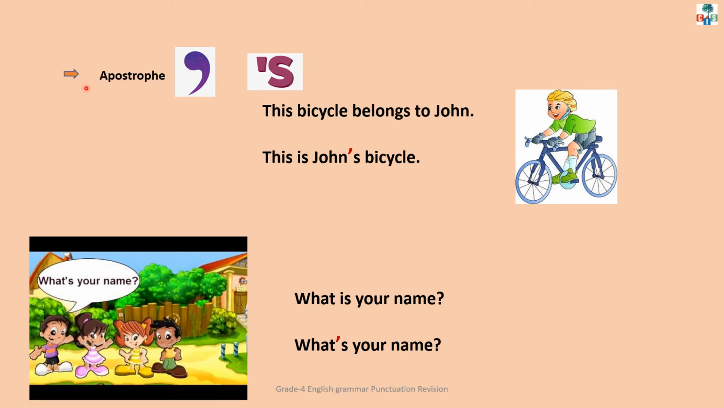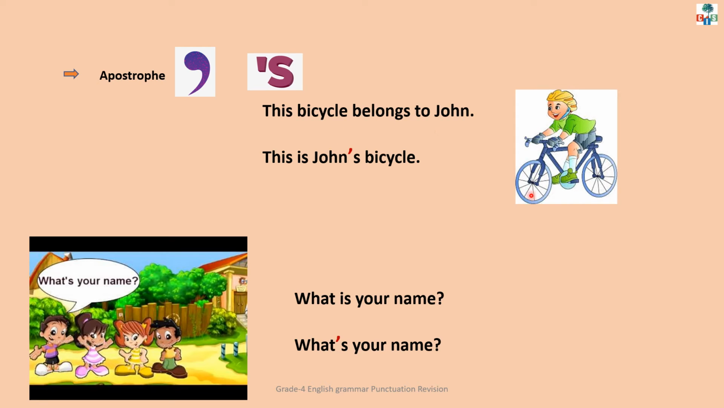Apostrophe. Yes, children. In our chapter number 13, we discussed the rules in detail. Now, what is the use of an apostrophe? Yes, to show possession of a noun. This bicycle belongs to John. Every time we can't say this sentence. So for that we can use an apostrophe mark and s after a noun to show the possession.